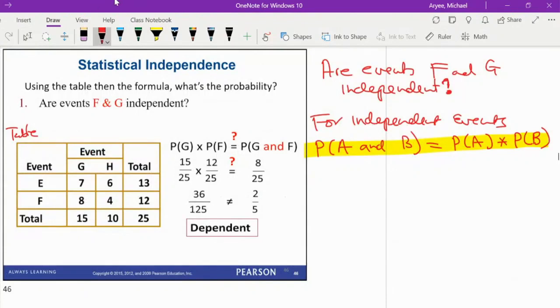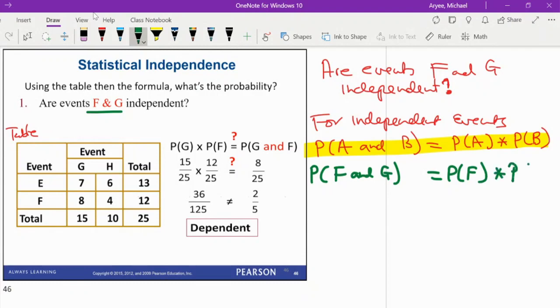Now, in this question, though, we are dealing with F and G. So you want to check if the probability of F and G gives you the probability of all the F times the probability of all the G. Here I want what I'm doing to be relevant, so I've interchanged the A with F and the B with G. Now, do this portion as if that's the only question you have.